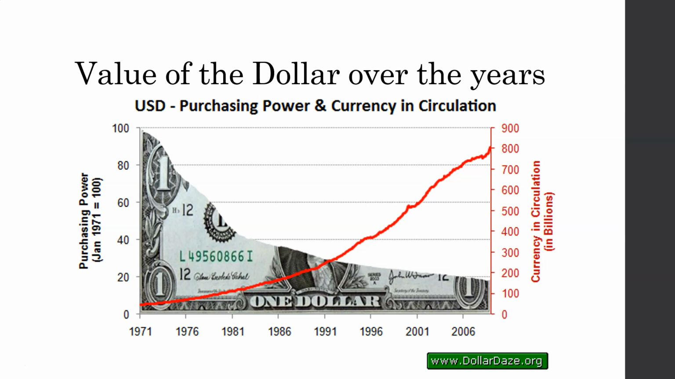In 1971, there weren't as many dollars in circulation, but then as it grew more in circulation, in other words, as the United States kept printing more money, do you see the value of the US dollar going down as far as purchasing power? It's still $1, but it's not going to get you the same amount of stuff as it did in the 1970s.